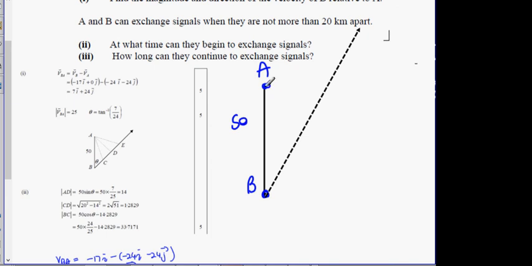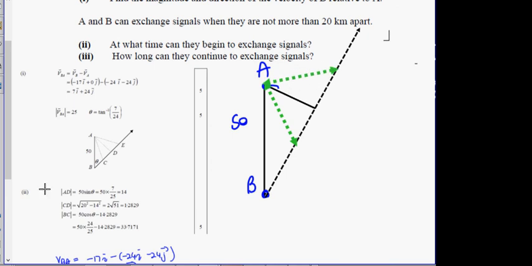When it's at 90 degrees, that's when it's at its closest point. But we don't want its closest point. We want to figure out when is it actually going to be within 20. So we're going to put in the 20s here. 20 kilometers will be somewhere in here, and then there'll be another 20 out here.